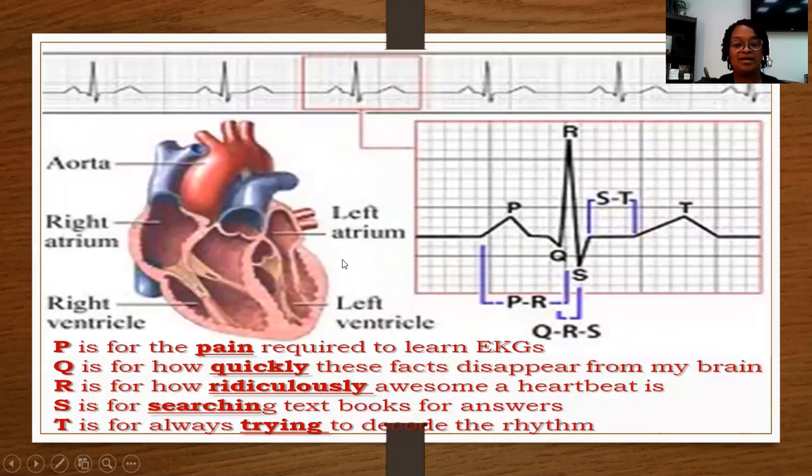Okay, so here's an example of a way to help you remember the order of your PQRST. P is for the pain that's required for you to learn these EKGs. Q is for how quickly these facts disappear from your brain. R is for how ridiculously awesome a heartbeat is. S is for all the searching through the textbook you have to do to find the answers. And T is for always trying to decode that rhythm.